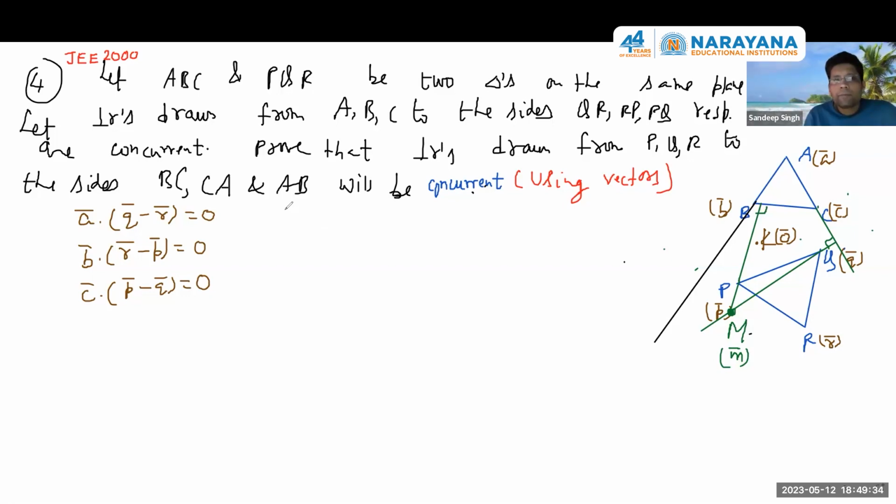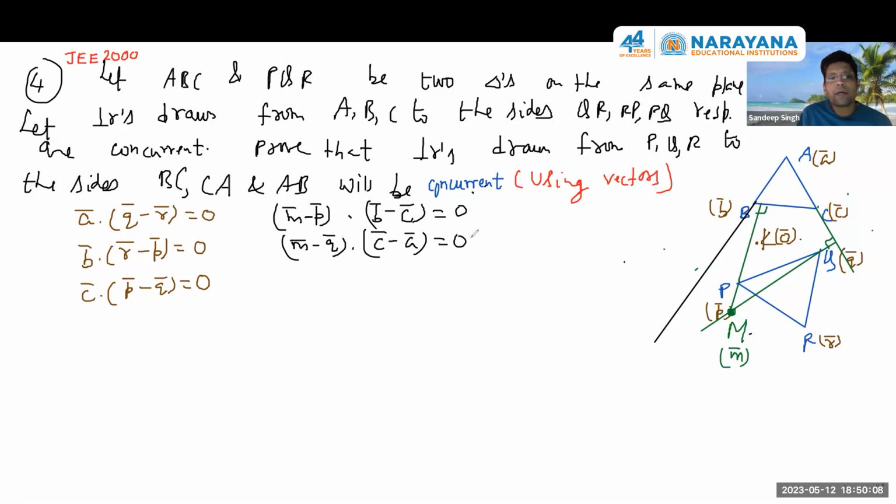So what is given to us? PM dot BC is 0. So what is PM? M minus P, dot BC, which is C minus B or B minus C. This is 0. Second relation, QM dot CA is 0. So what is QM? QM dot CA is 0. So these are the 5 equations which are given to us.